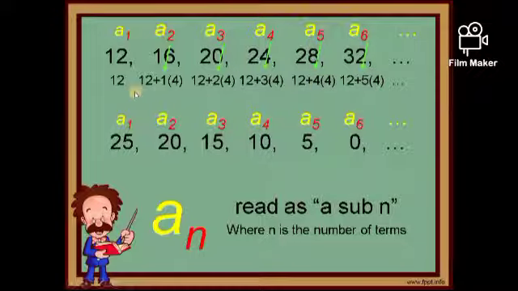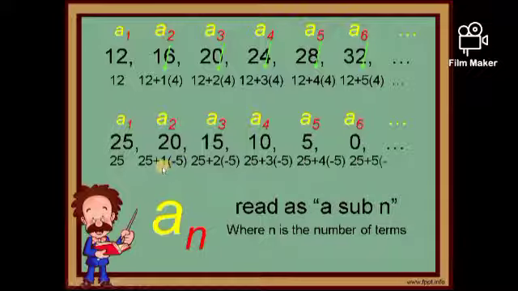So let's see if this is true for the other sequence. 25 plus 1 times negative 5. Again, negative 5 here is our common difference. This is 1 because this is the second term. So 2 minus 1 is 1. 3 minus 1 is 2. 4 minus 1 is 3. 5 minus 1 is 4. 6 minus 1 is 5. And so on and so forth.